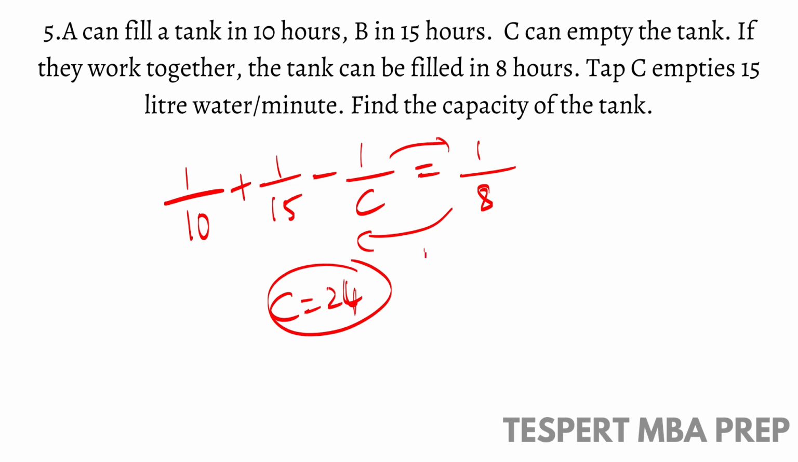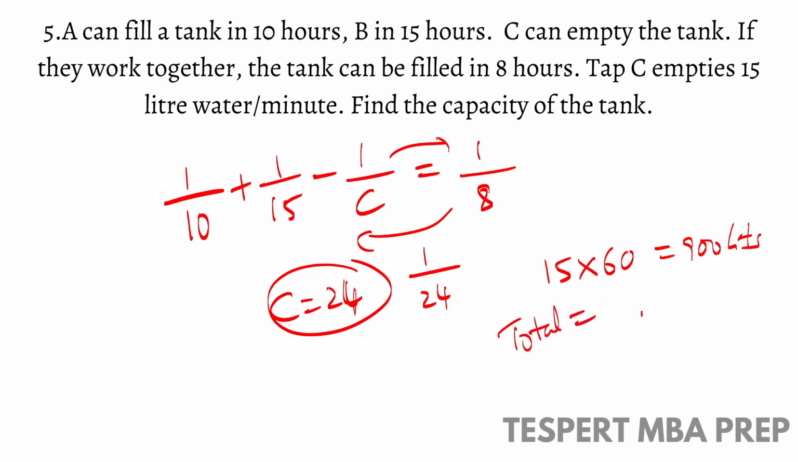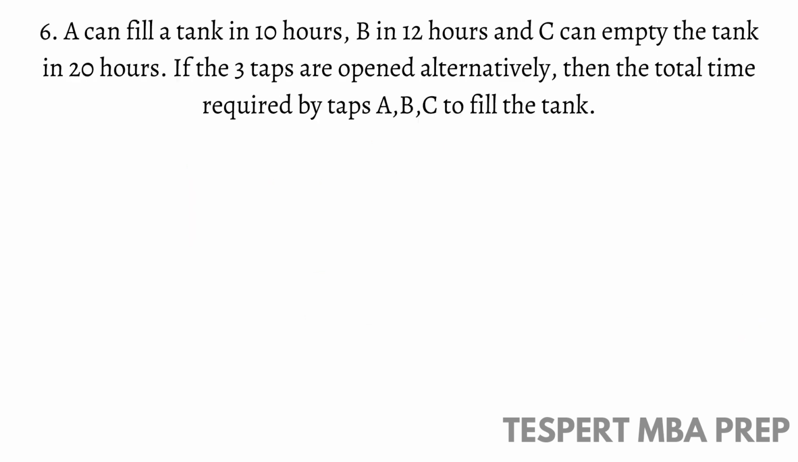So in 1 hour, C can empty 1/24th part of the tank. But our question is to find the capacity of the tank. If we observe here, tap C empties 15 liters of water per minute. So in 1 minute, it can empty 15 liters of water. So in 1 hour, it can empty 900 liters. So the total capacity of the tank is 900 into 24. So this will be equal to 21600 liters. Let's move on to the next question.